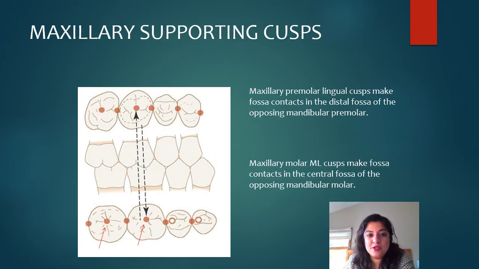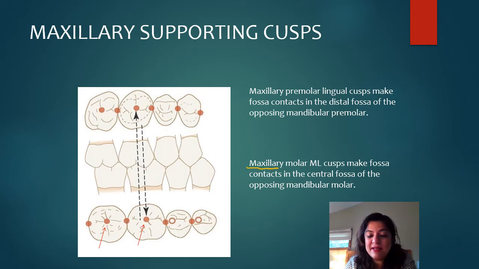All right. So the maxillary supporting cusps, what you need to know is that the maxillary premolar lingual cusps make fossa contacts in the distal fossa of the opposing mandibular premolar. So if you look at your upper maxillary premolar in the mirror and you close down, you'll see that the lingual cusp is the one that is touching the fossa contact. It's not the buccal, because the buccal comes outside. It's the lingual one that is actually coming in contact.